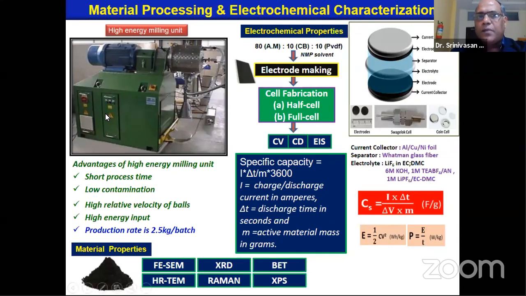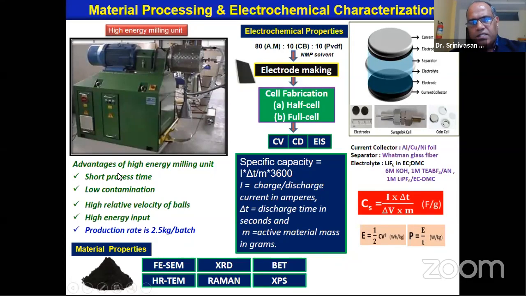And then there are laboratory-scale planetary ball milling available as well as a high energy milling unit. Why we have chosen this high energy milling unit is there are a lot of advantages. It is a short process time compared to the lab scale planetary milling. It will take nearly 24 hours. With this, we can do it within 2 hours. We can do whatever the requirement.